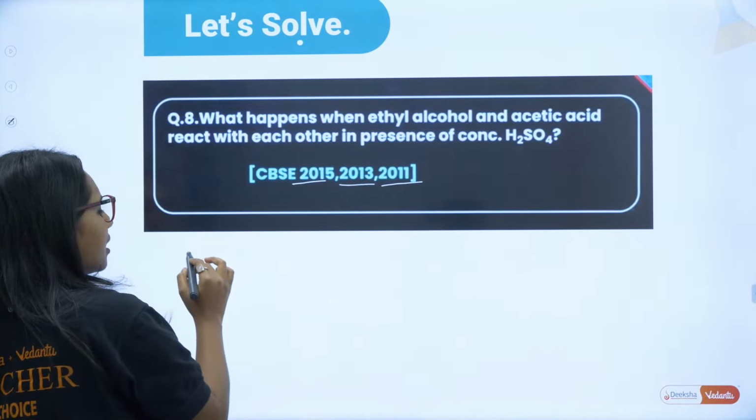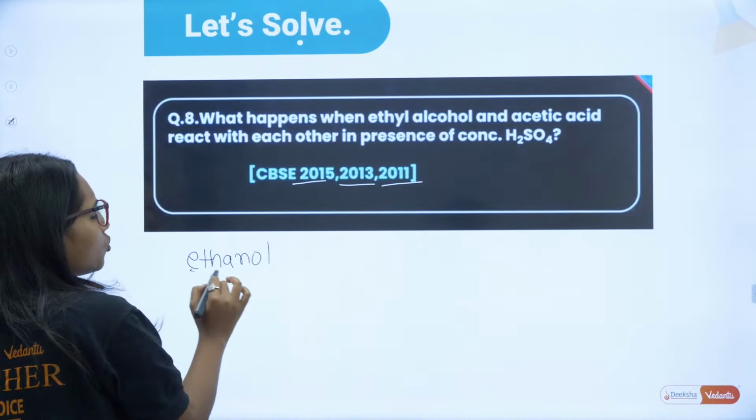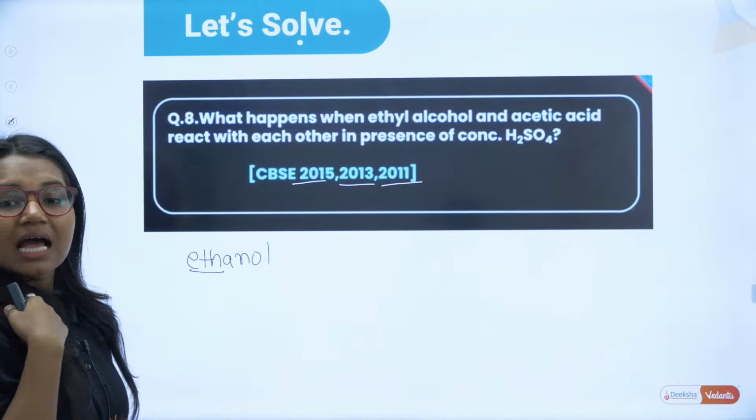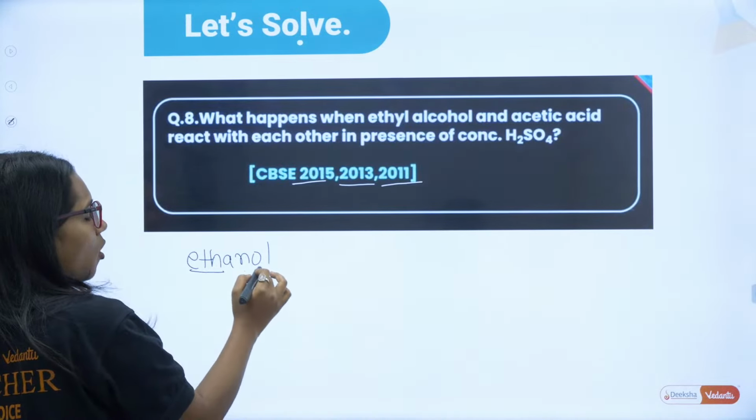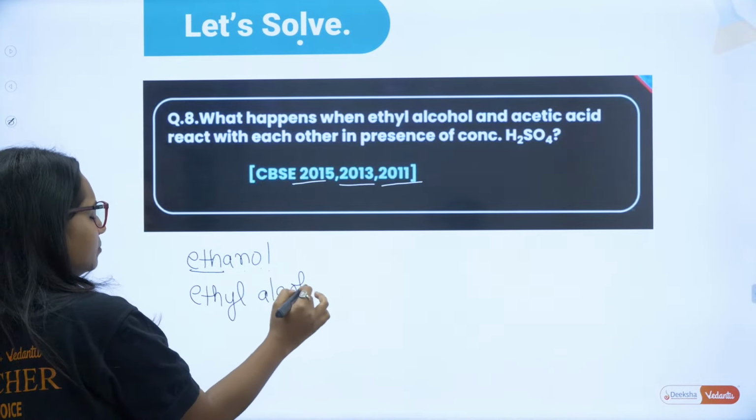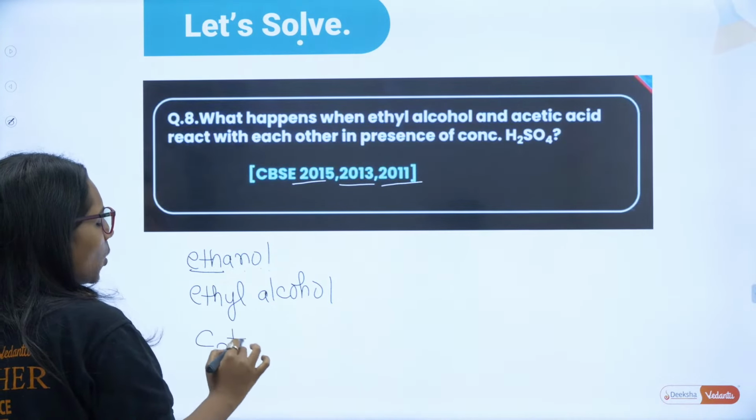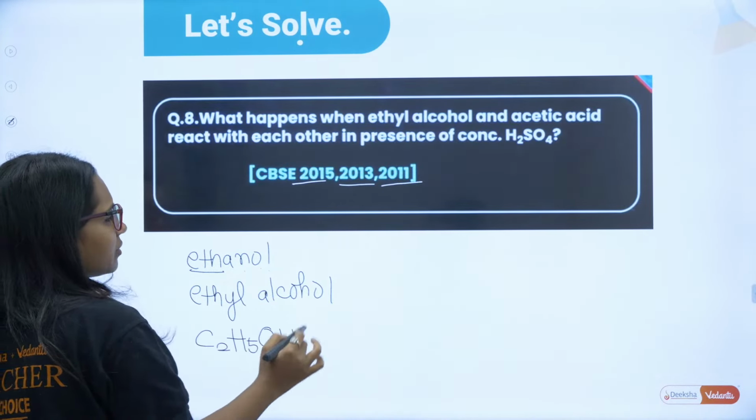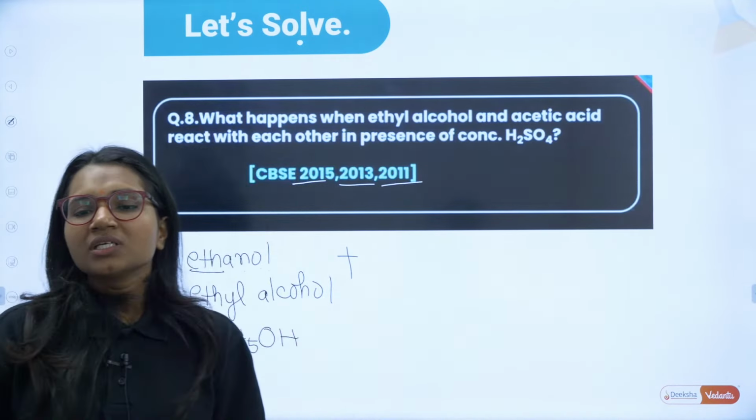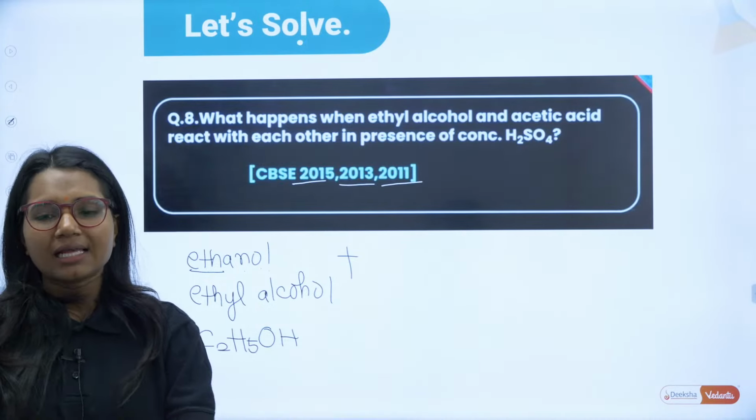Ethyl alcohol is nothing but ethanol. Ethanol means 2 carbon alcohol. Correct? Yes, it is absolutely correct. Ethanol or ethyl alcohol, both are the same thing. So it is basically C2H5OH. Correct? In that we are mixing acetic acid. Can you tell me what is the formula for acetic acid?